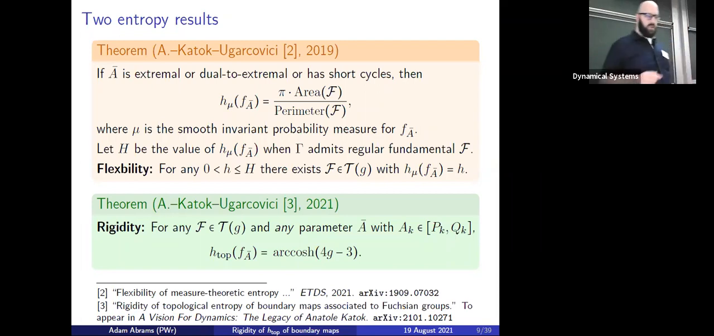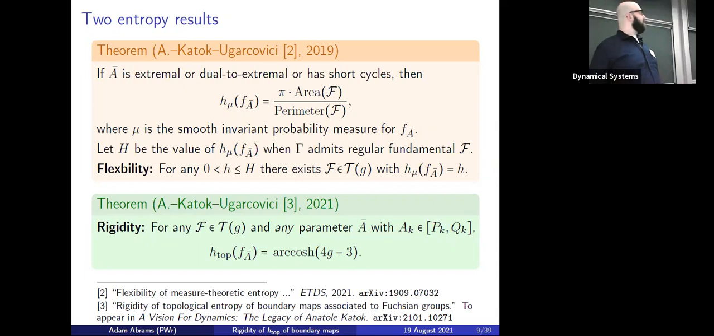I do want to point out another difference is that the measure-theoretic entropy result in orange is only valid for certain classes of parameters. So it's true for these extremal parameters that I mentioned. It's also true for parameters with short cycles and some other specific classes of parameters. But we think it's always true, but we can't prove it in general. The rigidity result is really for any parameter you could possibly pick. This animation on the title slide, you could change those parameters to any values you want, and we absolutely know that the topological entropy has this value.